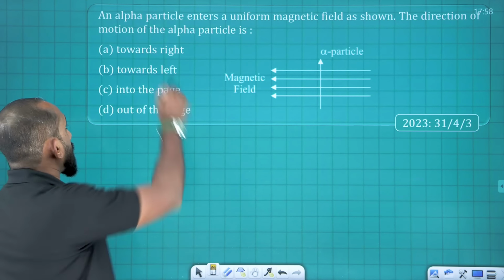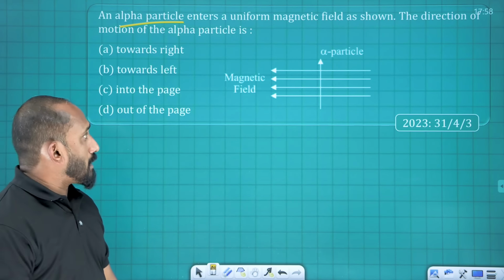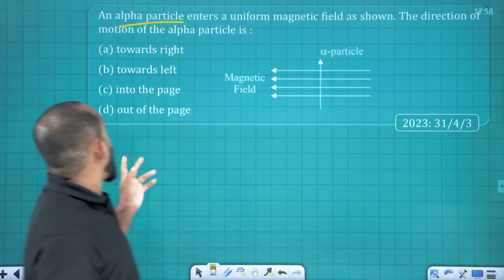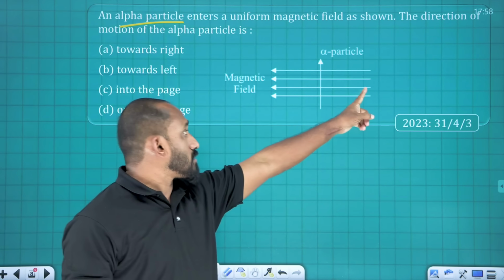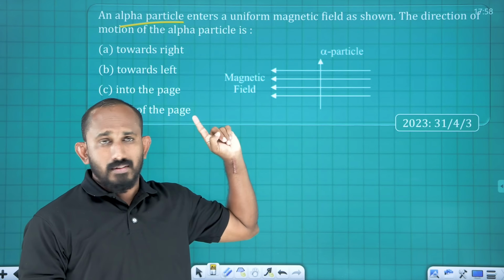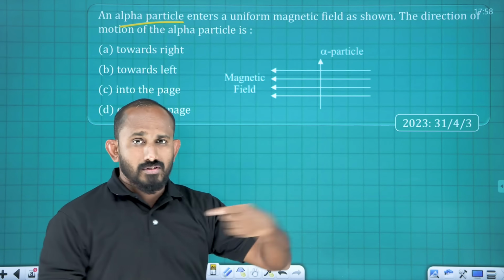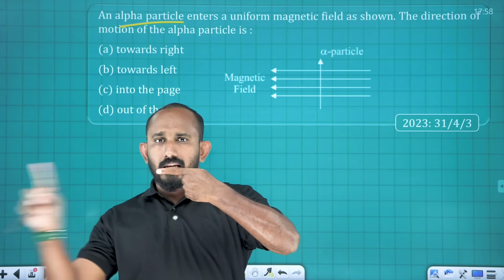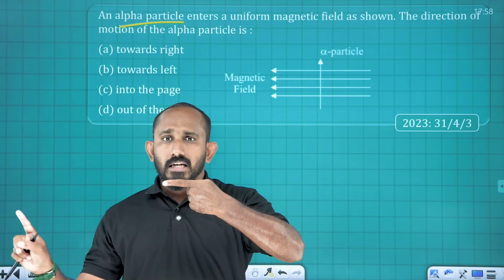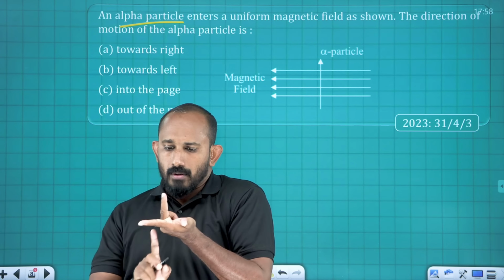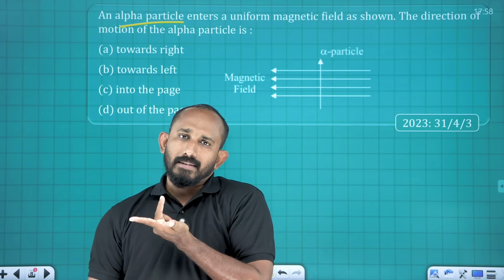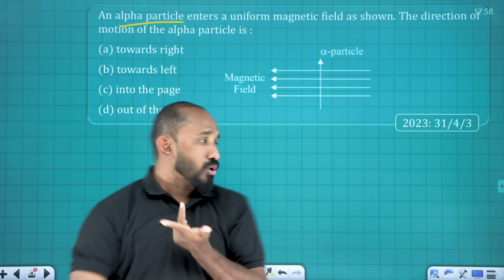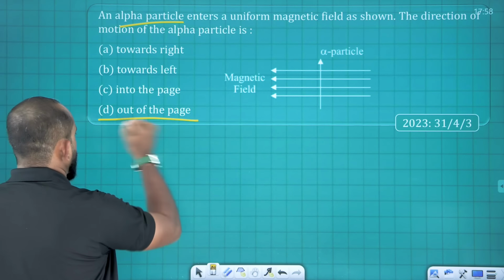An alpha particle again enters a uniform magnetic field as shown. The direction of motion of the alpha particle is, here see, the magnetic field is along this direction, towards right it is. Then alpha particle is upward. So here see, the index finger in this direction, towards right. Then current is upward, so keep it upward, middle finger upward. Then see, thumb out of the page again. It is out of the page. So answer is again out of the page.